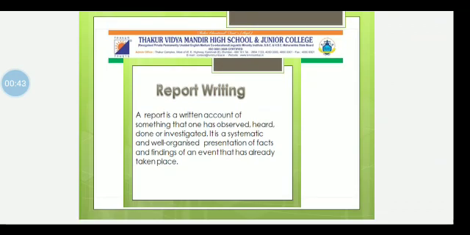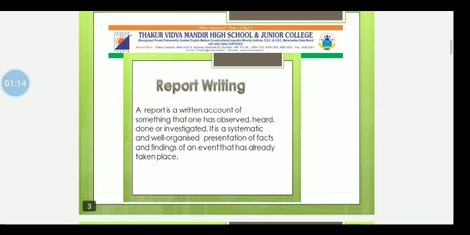What exactly do we understand by the word report? And when it comes to writing a report, what exactly are we going to do? A report is nothing but a written account of something that one has observed, heard, done, or investigated. It is a systematic and well organized presentation of facts and findings of an event that has already taken place.